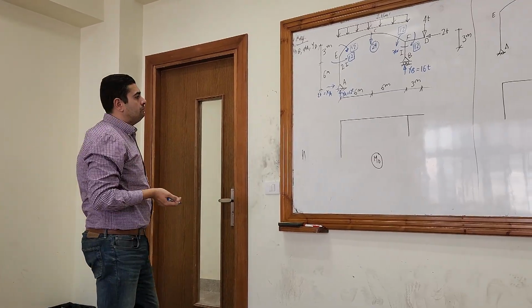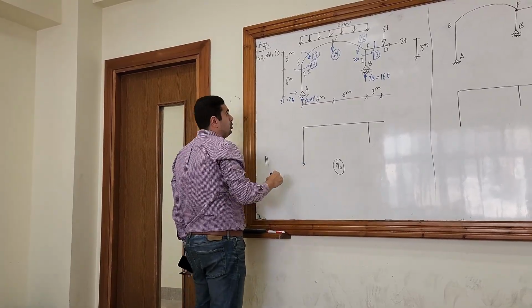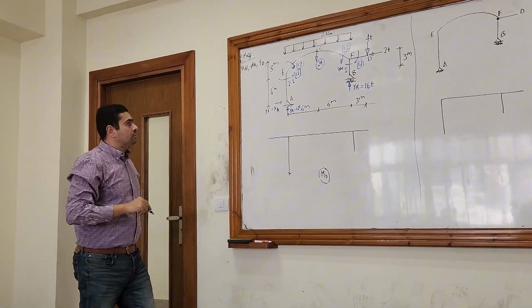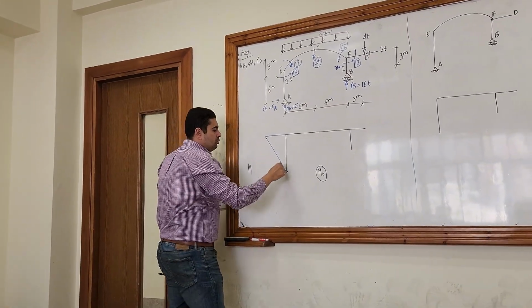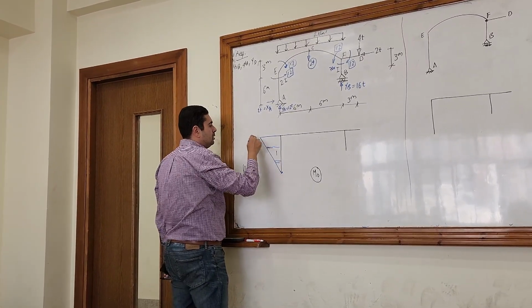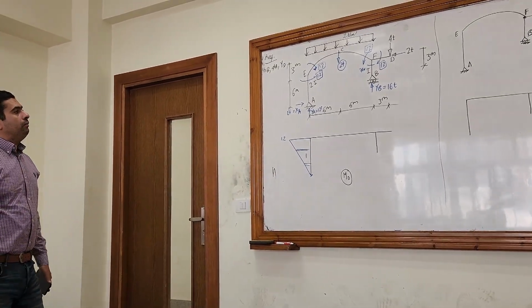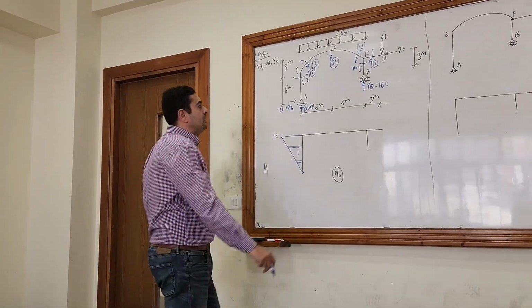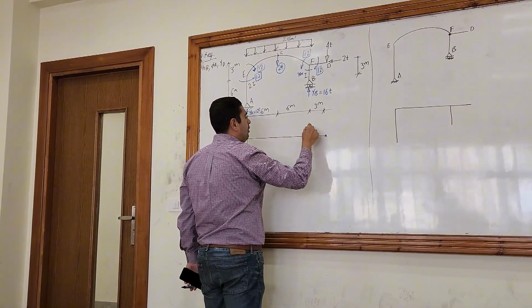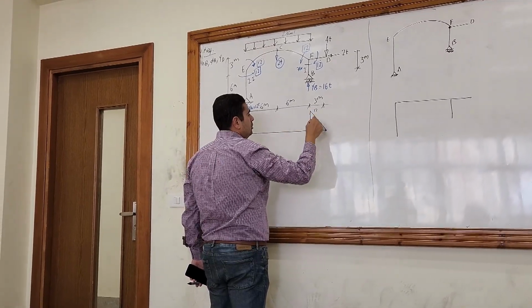Let's start with EA, the member EA. The moment at A is 0. The moment at E is 12 outside and no distributed load, so the moment here will be a straight line. Okay? The moment at FD, at D is 0, at F is 12, no distributed load, so the moment will be a straight line as well.